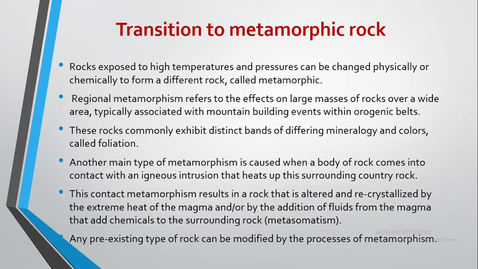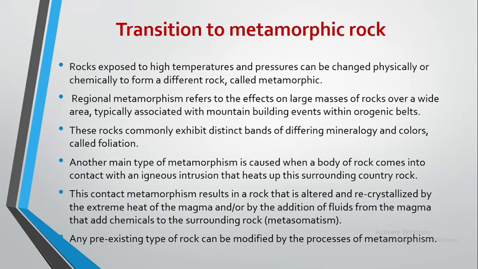Then there are various types of metamorphism, which depend upon the composition of the rock, which area it is in, whether it is an orogenic belt or any other fault zone, and whether it is chemically altered or physically altered. Based on all these things, there are various types of metamorphic process which result in the formation of metamorphic rocks. The next is regional metamorphism, which refers to the effect on large masses of rock over a wide area.